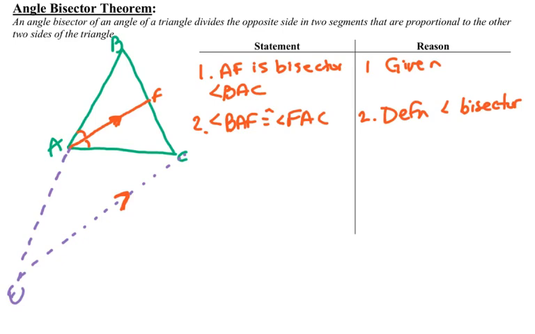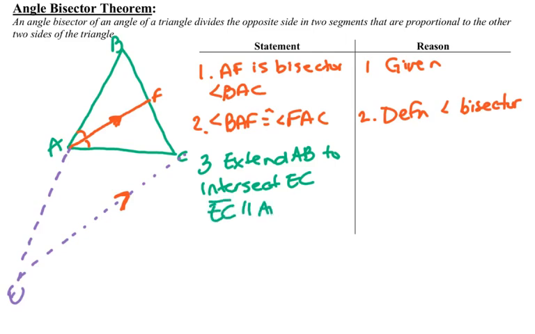Okay, now let's go to our auxiliary line. So I'm going to say number 3, I'm going to extend AB to intersect EC, where EC is parallel to AF. And so all of that's because of a construction that I'm doing, an auxiliary line. So I'm just going to say construction because we're constructing it that way. Now, we're not actually constructing it with a compass and everything, but we're creating the situation that that's how we're going to make this happen.